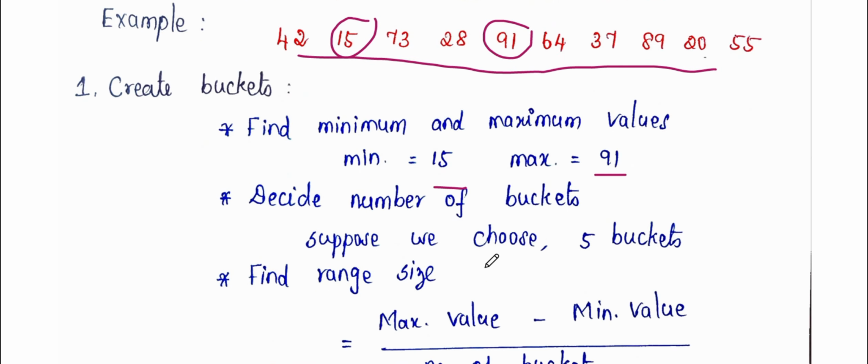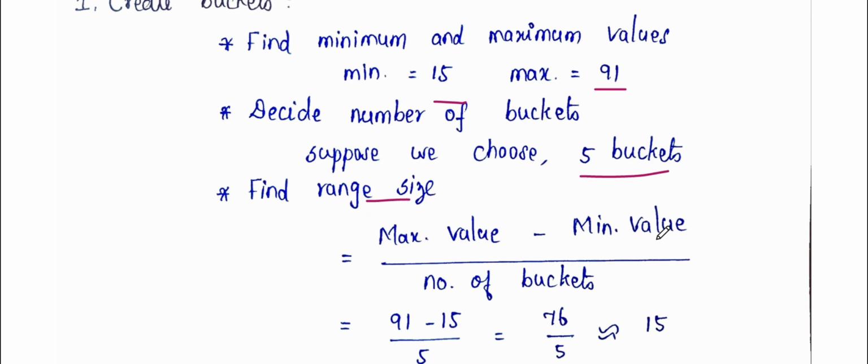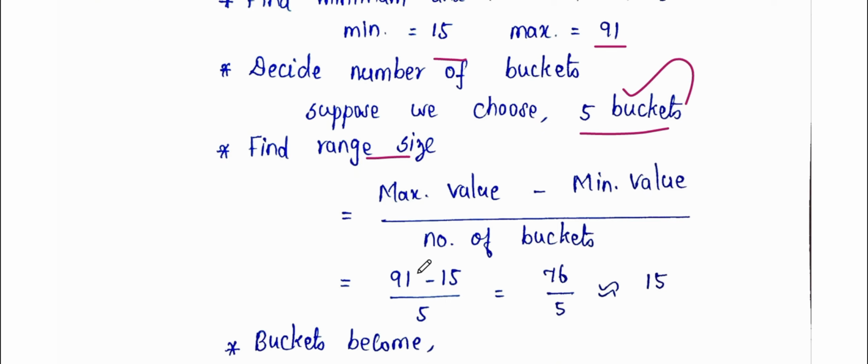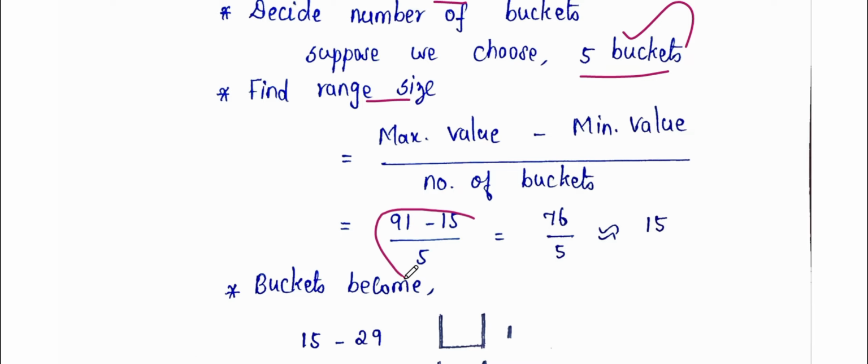Now design the number of buckets. This is our choice. Suppose we choose 5 buckets. We find the range size using this formula: max value minus min value, divided by number of buckets. Here we assume 5 buckets. The max value is 91, the minimum value is 15. So 91 minus 15 divided by 5, approximately 15. So we fix the ranges from the minimum value.